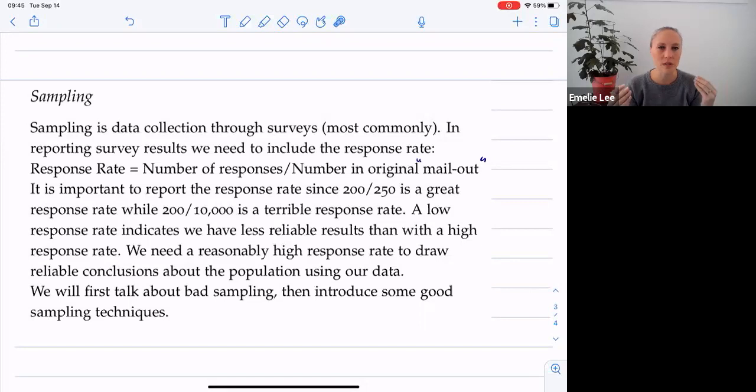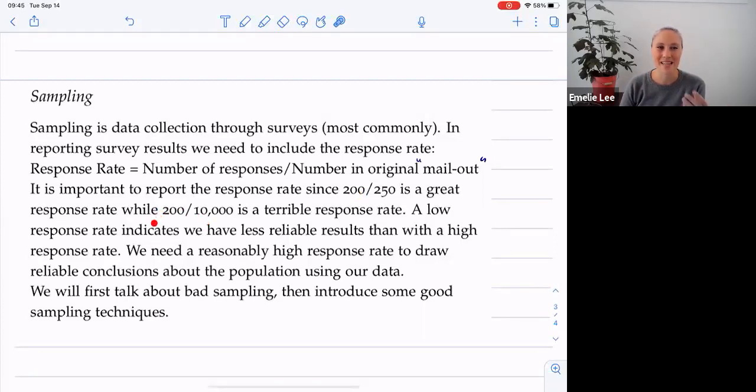And so it totally depends on who you're trying to reach. And also the response rate, right? If you have responses from 200 people and you only tried to reach 250 people, that's a big deal, right? You were able to get responses from a lot of the people you tried to get responses from, right? Whereas if you tried to reach 10,000 people, but you only got 200 responses, right?